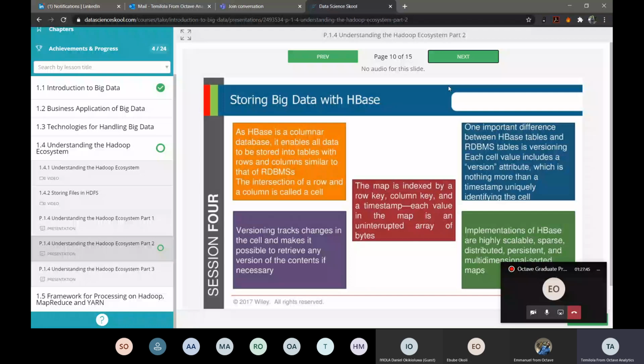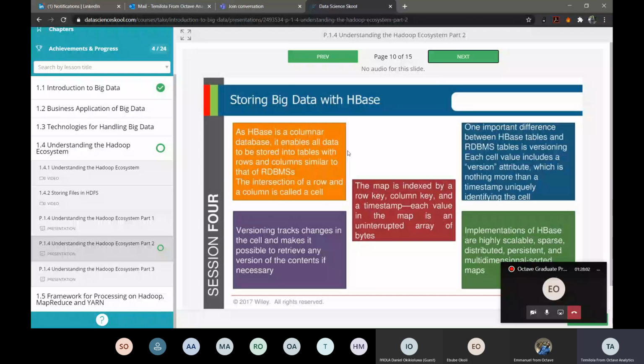Okay. HBase is a columnar database. It enables all data to be stored in tables with rows and columns, similar to that of RDBMS. Okay. The intersection of a row and column in HBase is called a cell.